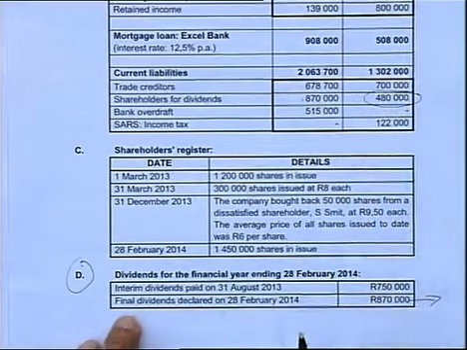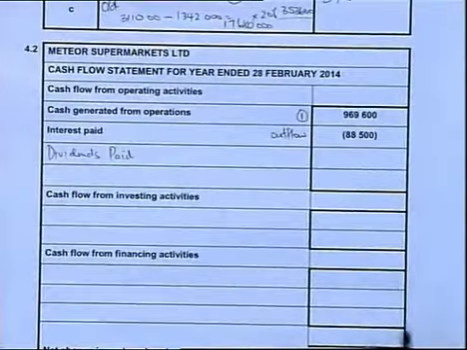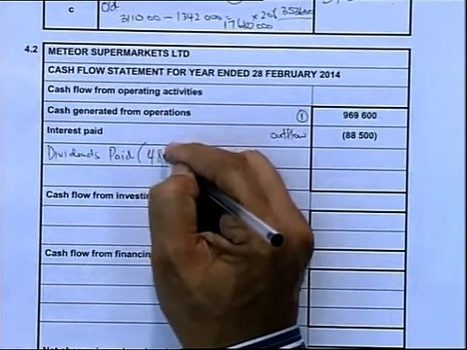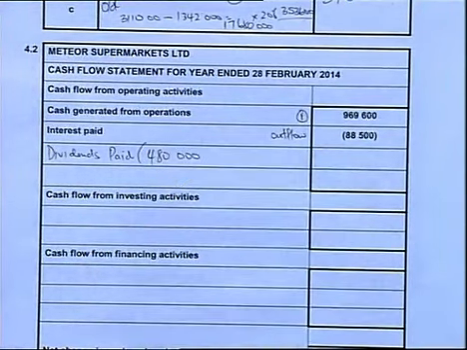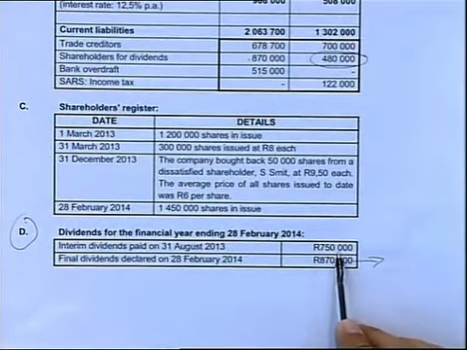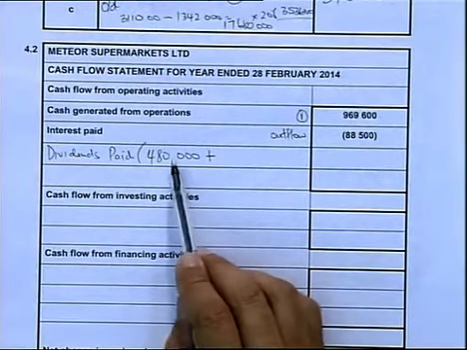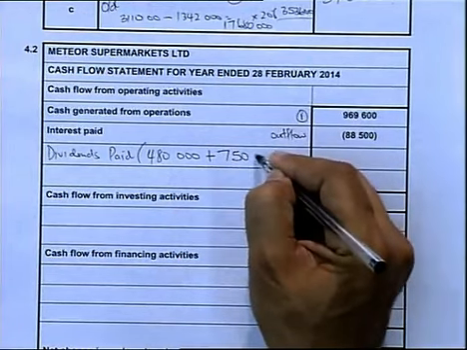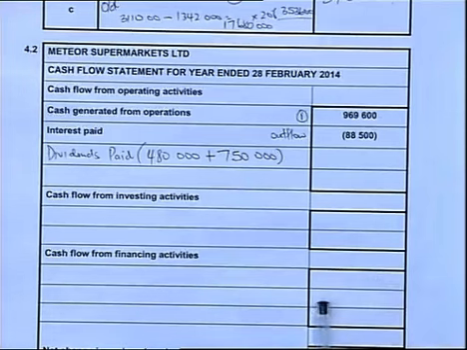480,000. Okay. So next to the words dividends paid, you're going to show a calculation in brackets. You're going to say that we paid 480,000, that was the final dividend of last year that we didn't pay, plus the interim dividend of this year, which is 750,000. So in total the dividends paid will be the 480, the balance of the shareholders of last year, plus the 750 interim dividend that you have paid this year. So you just have to add those two figures together.